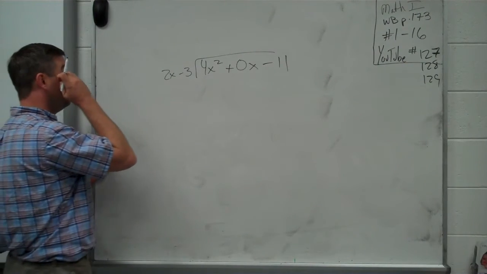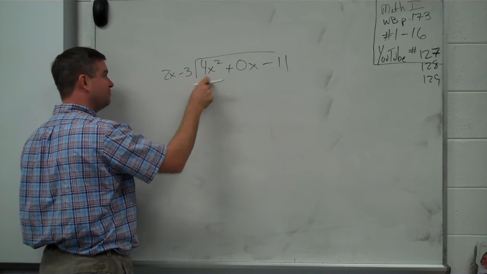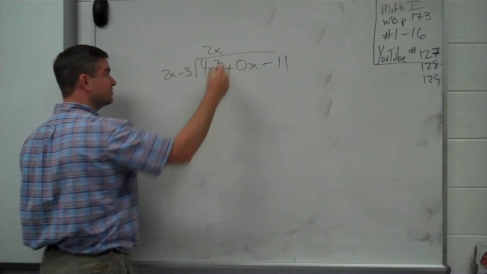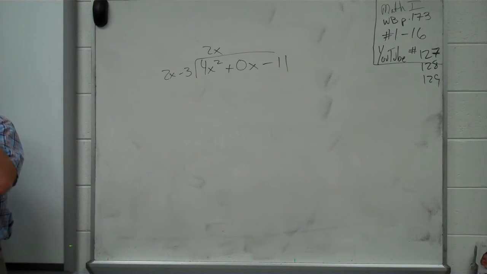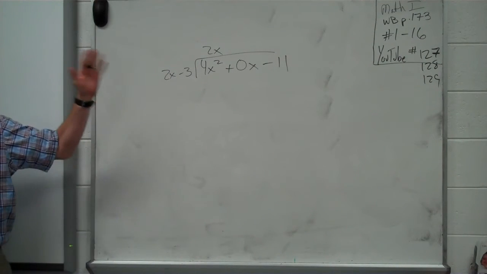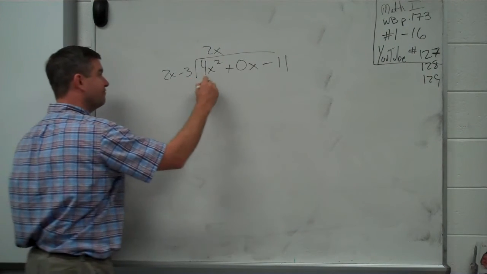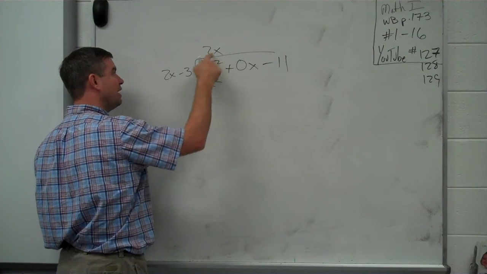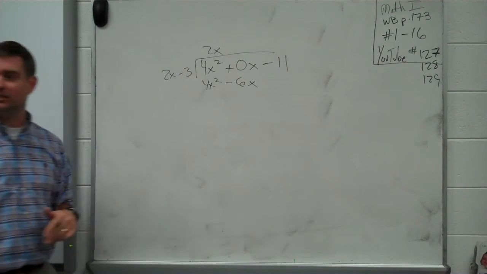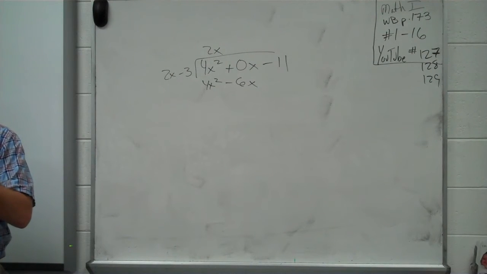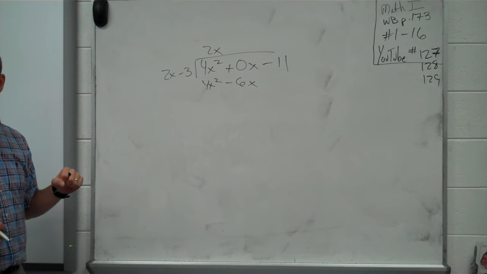What's the value here that multiplies by 2x to give you 4x squared? 2x, very good. 2x times 2x will give you 4x squared. If you have a hard time getting started, anybody? Okay, good. So we get 4x squared here. 2x times negative 3 is negative 6x. See why we had to have that placeholder? If that plus 0x wasn't in there, there wouldn't be anything to do with the 6x. It's got to be in there.